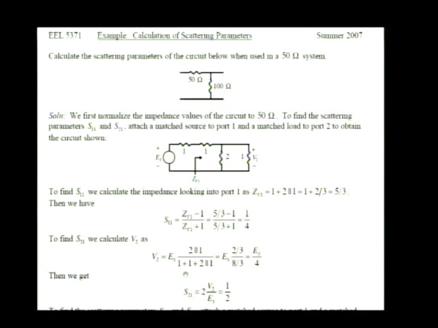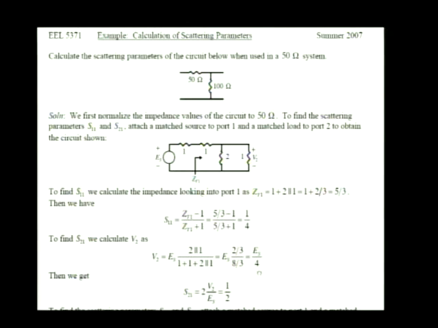1 plus 1 plus 2 in parallel with 1. Okay, we've already found 2 in parallel with 1. That's 2/3. Then 2 plus 2/3 is 8/3. So the voltage division factor gives us V2 being equal to ES divided by 4.